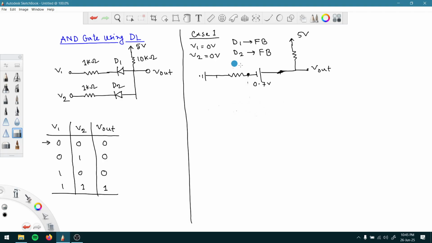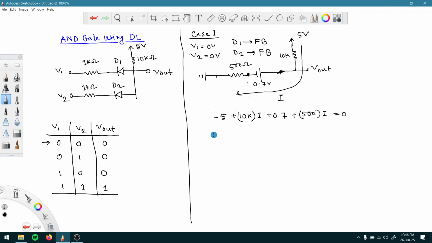So let us write the value here, 500 ohm. Now we have to find out what is the current that is going through this path, that is I, right? To do that we can just use KVL. So start from here: minus 5 volt, then we have this resistance value of 10k, so 10k multiplied with I, then 0.7, then 500 ohm multiplied with the current, so 500 multiplied with current, then we have got ground.